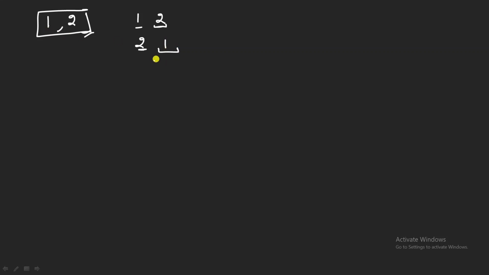Okay, so after that there can be no other element that can come at the first position, right? Because only 1 and 2 are there. So these are the possible two permutations. Okay. Now let's take another example.